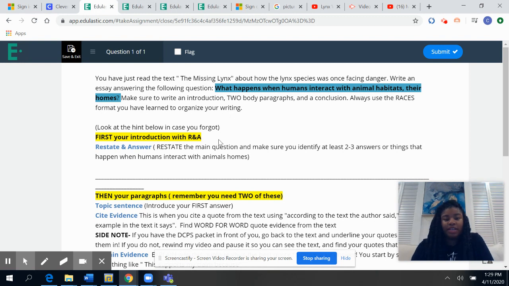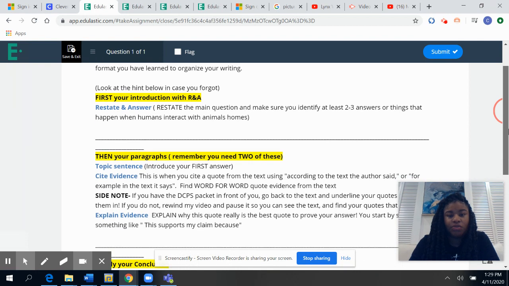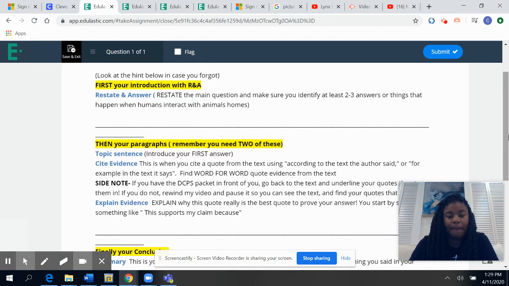So I kind of gave you a hint as to what you should always remember to do when you're writing. This essay is out of 5 points. If you get all of these down, then you will get your total 5 points. If you miss one, I'll give you some advice on how to do better for your next one. First it says your introduction with your R and A, right? Restate and answer is R and A if you forgot. Restate the main question and make sure you identify 2 to 3 answers or things that happen when humans interact with animal homes.